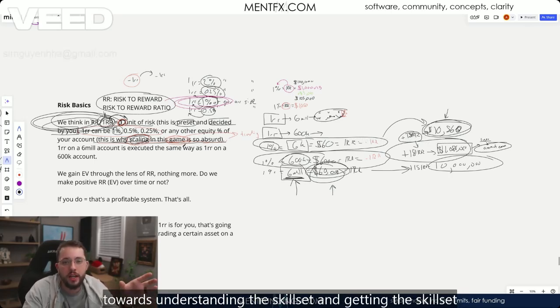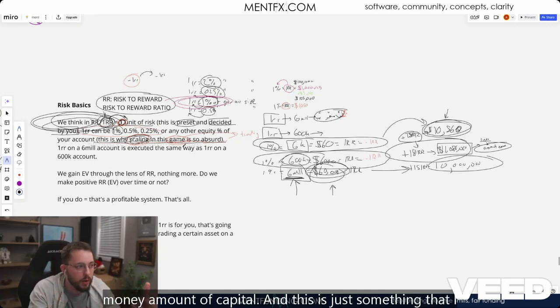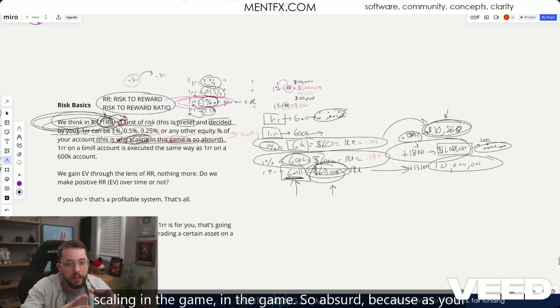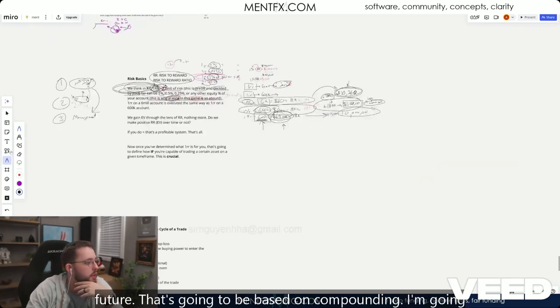You're working towards understanding the skill set and getting the skill set down so much so that you can apply it to a sum of money, an amount of capital. And this is just something that I really need you to understand for risk basics, which is that 1RR is a percentage of your account. This is what makes scaling in the game so absurd, because as your account grows, that 1% grows. We'll talk about that in the future. That's going to be based on compounding.